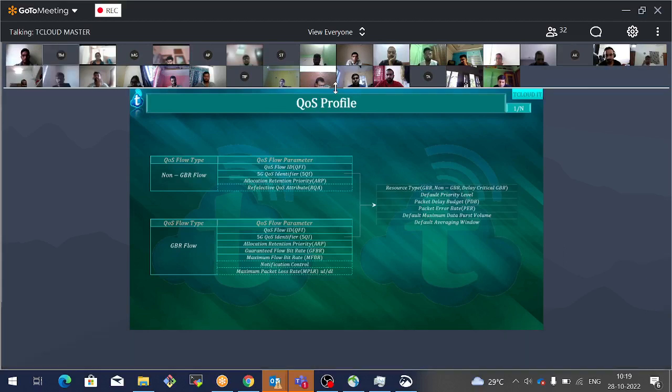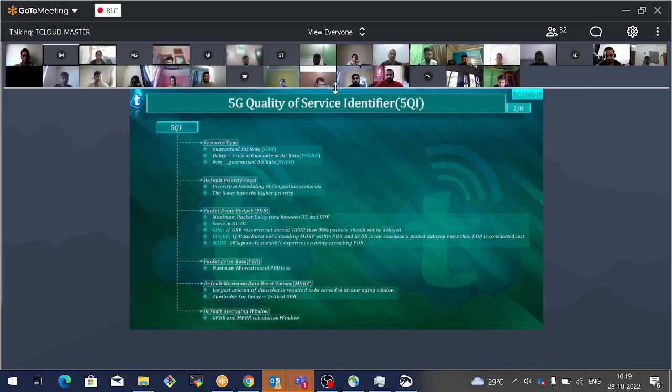So what are these 6 properties? What details would be there in it? First, we'll look into it. So that's the first part. 5G quality of service identifier, 5QI. How many properties does it possess? 6. Those are listed here. First one, resource type.